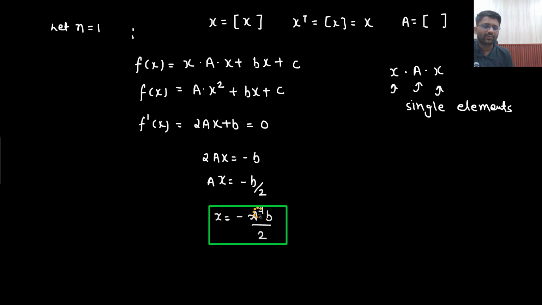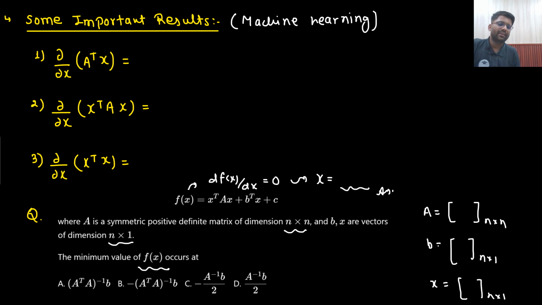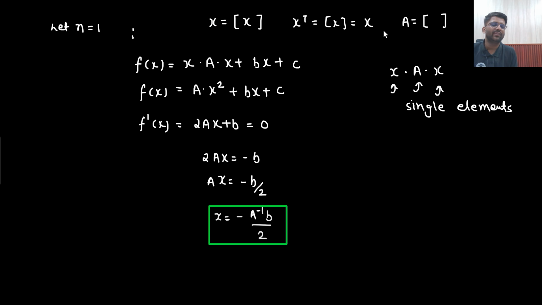And also you have to satisfy one more condition, that A has to be a symmetric matrix. No, it is a symmetric matrix. If it is a single element, then it will be symmetric only. All these I have taken as a single element. If I have taken them as a single element, then it is simply becoming mathematics. So the answer is minus A inverse B by 2.